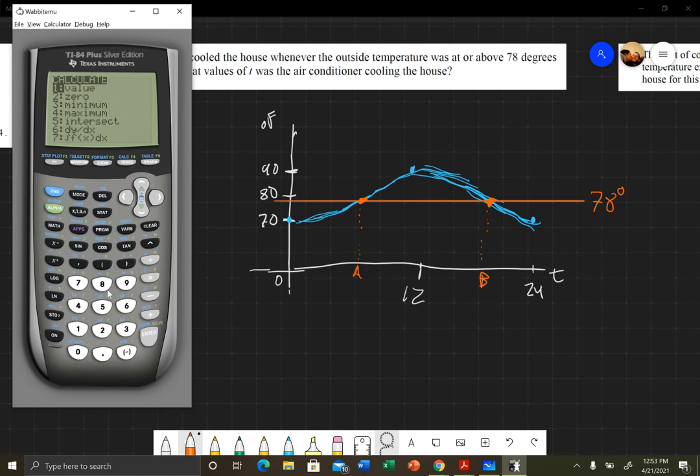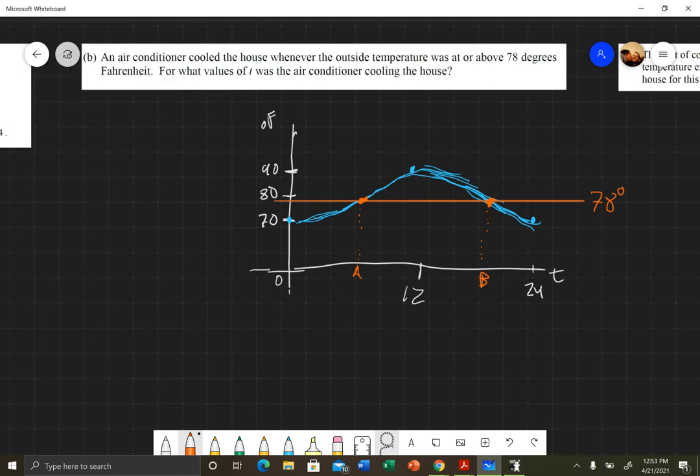So if we go to calculate and then 5, right, that's intersect. And then I just kind of go over a little bit, first curve, second curve, and then I just scroll over to the left so that it kind of guesses for me. Intersection point, 5.2308. And there we go. There's my first point, point A.